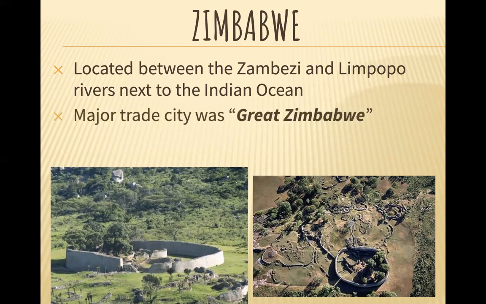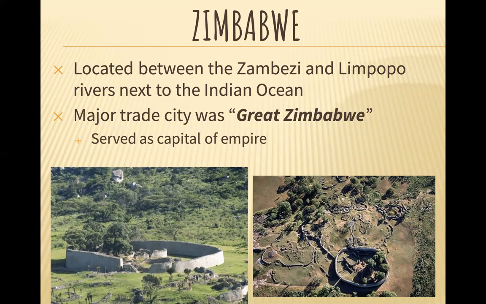And Zimbabwe is located between the Zambezi and Limpopo rivers next to the Indian Ocean. Their major trade city was Great Zimbabwe. And as you can see, being around oceans leads to a lot of trade. And the Great Zimbabwe served as a capital of the empire.